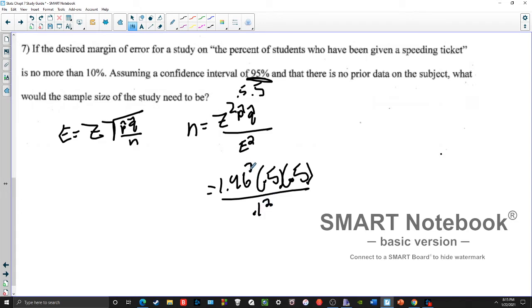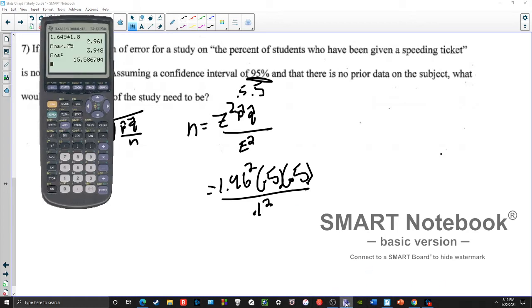And I should probably square this too. Almost made another mistake there. So once again, your E is not 10, it's not 1, it's 0.1 squared. So just make sure we're careful with that. Let's see here. If we calculate this out, 1.96 squared times 0.5, whoops, let's try that again.